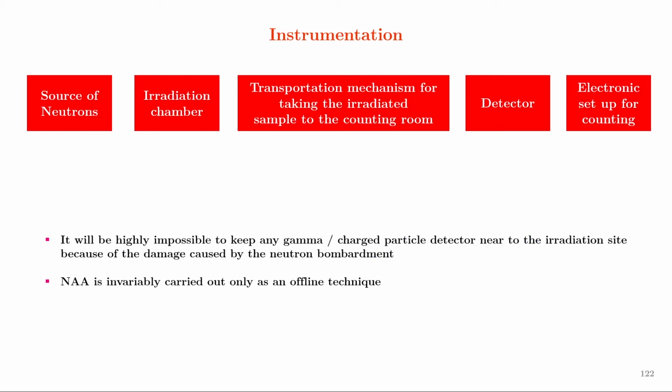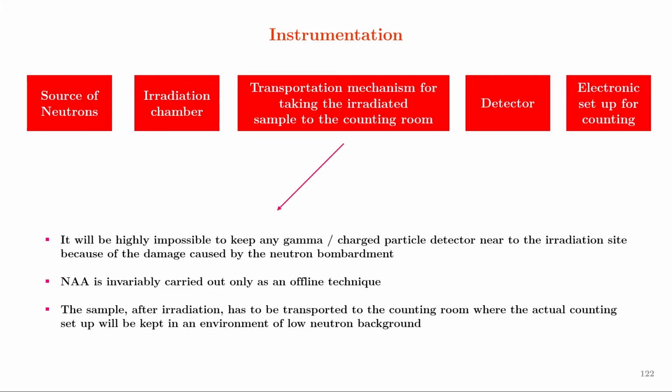It will be highly impossible to keep any gamma or charged particle detector near the irradiation site because of the damage caused by the neutron bombardment, and NAA is invariably carried out only as an offline technique. The sample after irradiation has to be transported to the counting room, where the actual counting setup will be kept in an environment of low neutron background.